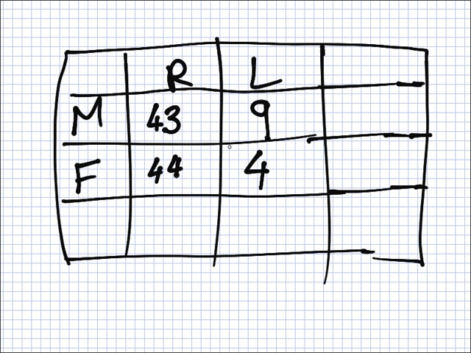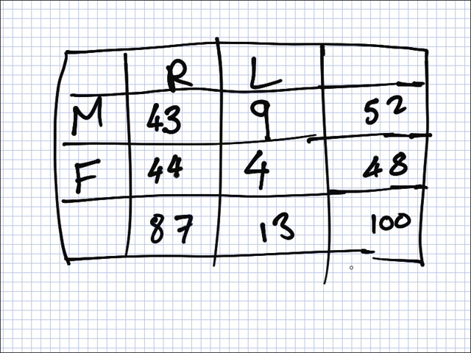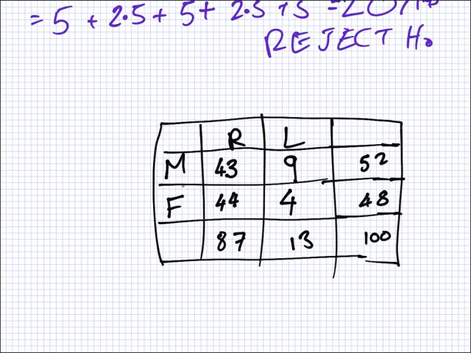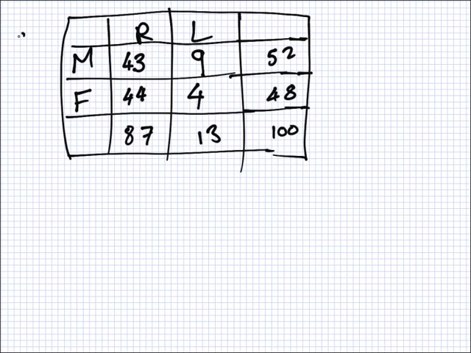So step 1 is just to complete the table. How many men are there altogether? 52, and here 48, and in total there's 100. And here left hands 13, and here 87. And again, that also adds up to 100. Okay, fine for part A.